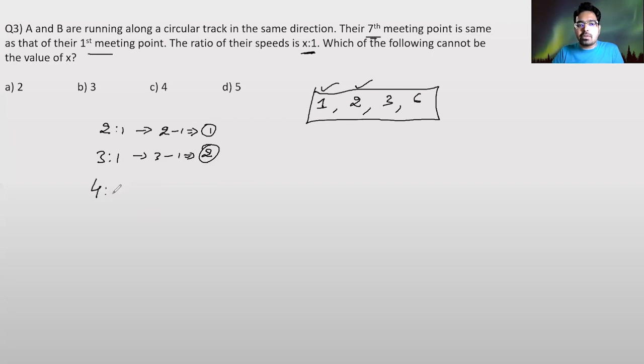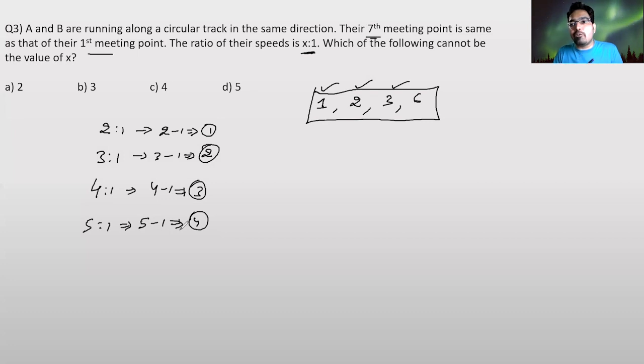4 is to 1. What will be the difference? 4 minus 1, that will be 3, right? So they will be meeting at three distinct points. That is again an acceptable value. Look at the last one. 5 is to 1. 5 is to 1 would mean what? 5 minus 1, that is nothing but 4 distinct points.